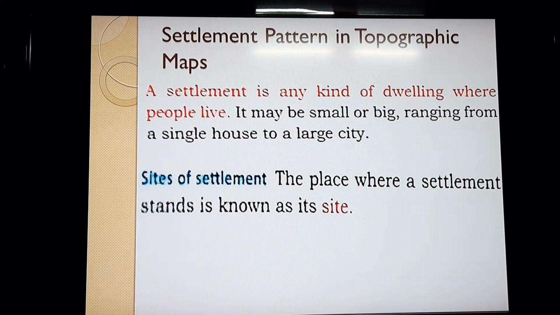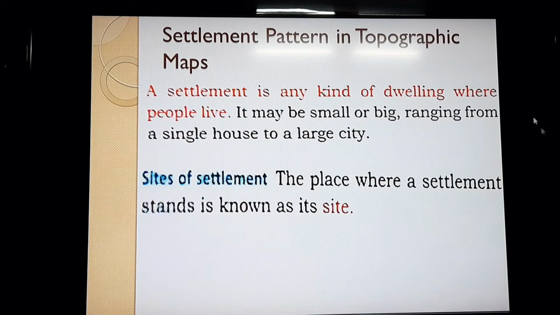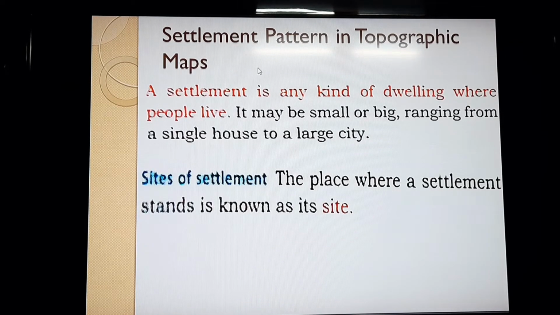So now students, we have to come to the last topic of this chapter, that is settlement pattern in topographic maps. First we have to know what a settlement is. A settlement is a kind of dwelling where people live. It may be small or big, ranging from a single house to a large city. So a settlement is a kind of arrangement where people are living, and this arrangement can be small or big, ranging from a single house to a large city.